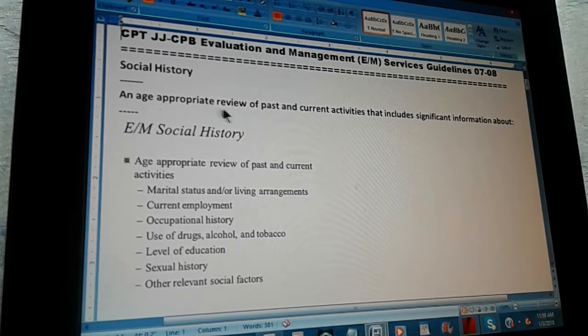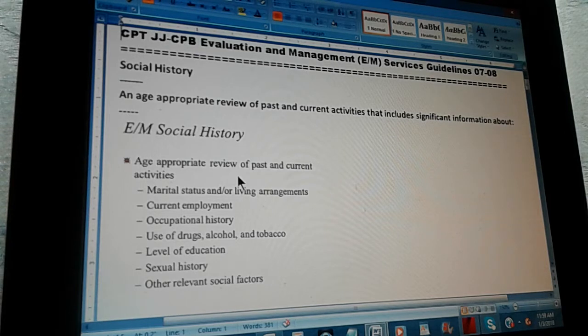An age-appropriate review of past and current activities that includes significant information about. It's age appropriate because there are some things that you do with other people according to your age. If you're a child, they're not going to ask you if you're married, for instance. That's a very easy example.